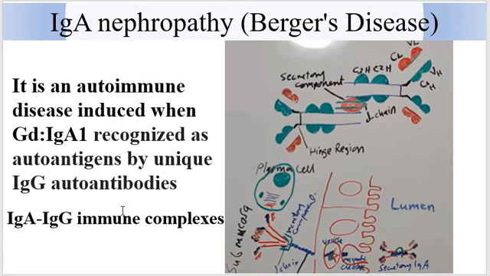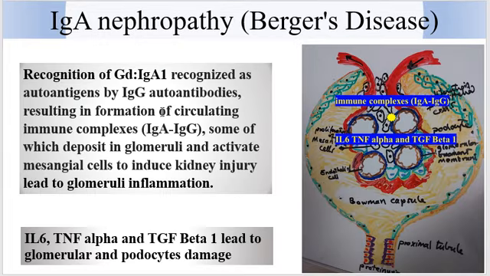So formation of immune complexes, IgA and IgG, will lead to activation of the classical pathway of the complement. And as can be seen here, this is the glomerulus.